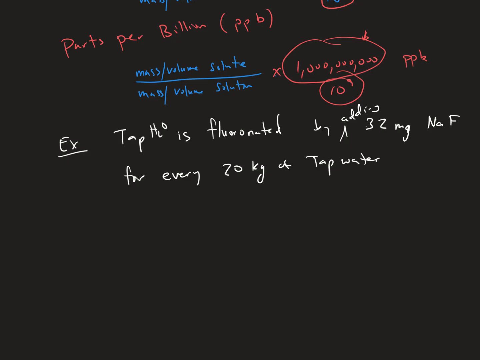So tap water is fluorinated by adding 32 milligrams of sodium fluoride for every 20 kilograms of tap water. So what's my solute, guys? Sodium fluoride. And my solution is tap water. Are we good? All right. And I want to find what it is in parts per million.